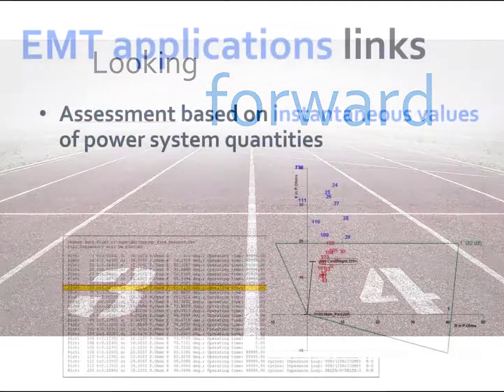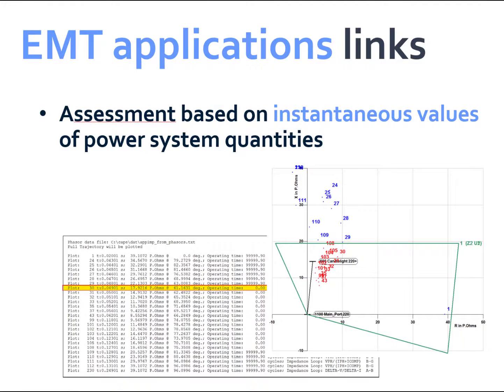EMT applications provide instantaneous values of voltage and current, which are supplied to the detailed protection system models. Further developments in this area would therefore provide a viable tool to study the behavior of protection on the first cycles after an event triggering transients in the power system.